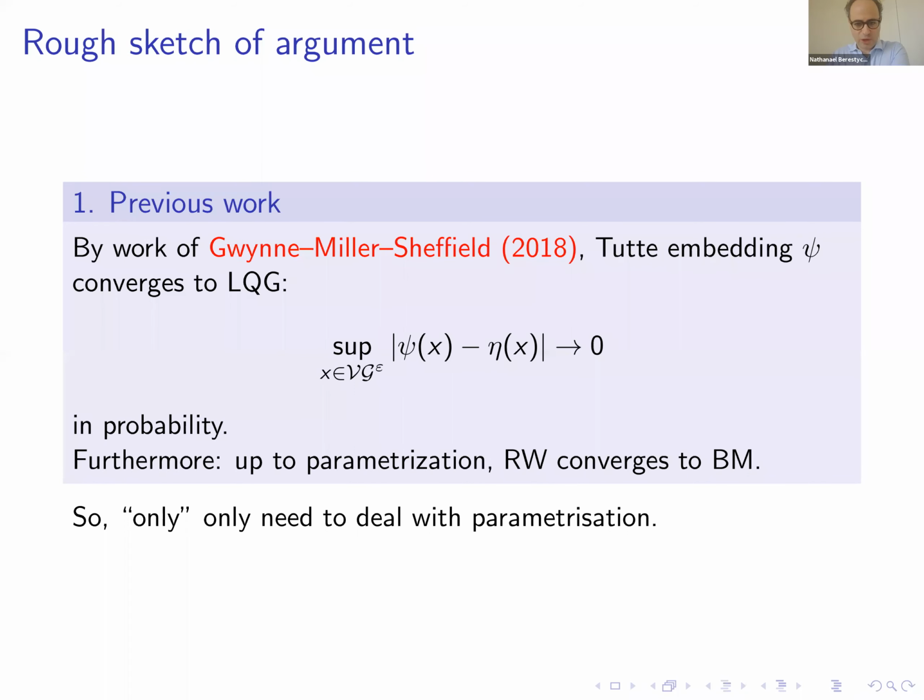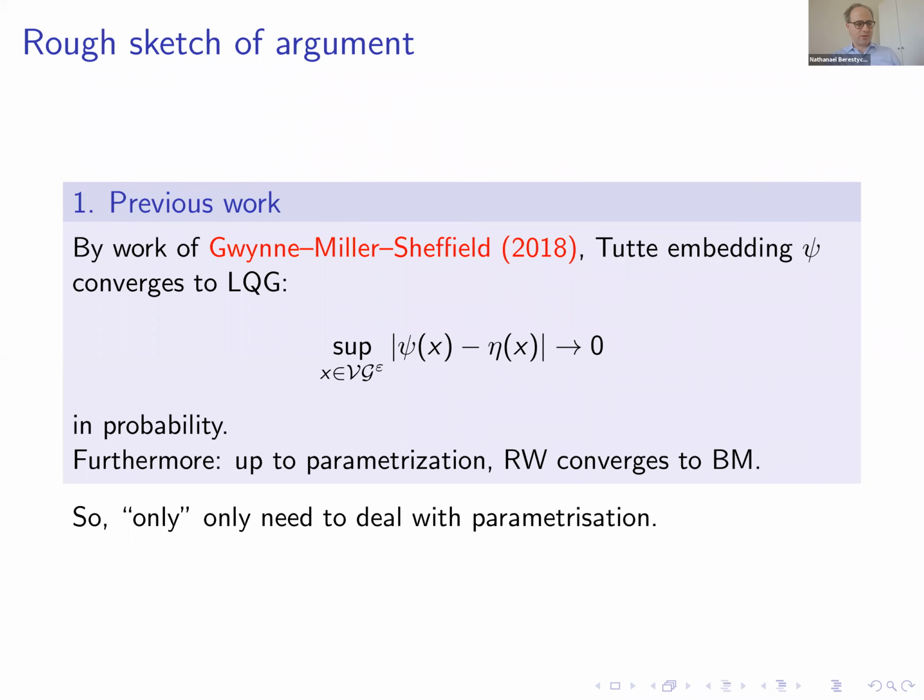But what we do know already, from a previous paper of Ewain Gwynne, Jason Miller, and Scott Sheffield, is that the Tutte embedding and the LQG embedding are the same in the limit as epsilon tends to 0. And a very closely related statement is that, up to parameterization, the random walk converges to Brownian motion.